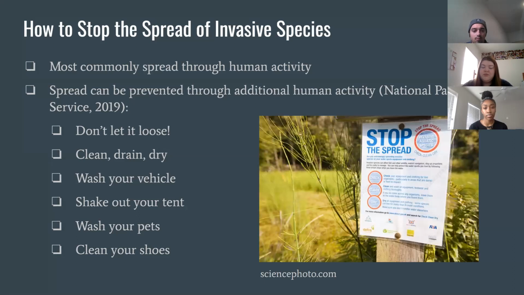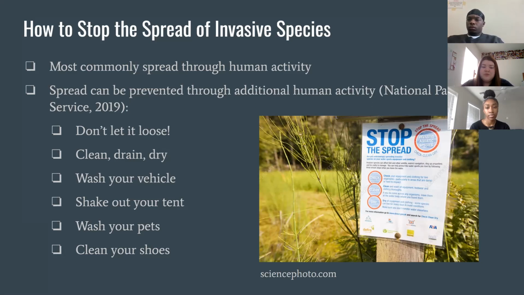And then stopping the spread of invasive species is through additional human activity. So we have a few examples here. Don't let it loose. Don't release animals into different environments that they are not native to. So especially some aquariums and some fish bait that you're using, don't just dump that into a convenient waterway for you. Go ahead and put that in the trash. Also clean, drain, and dry, especially for water recreational vehicles such as boats and jet skis. Go ahead and clean those off at the lake or wherever you're using them before transferring them, because aquatic organisms can attach themselves to those.